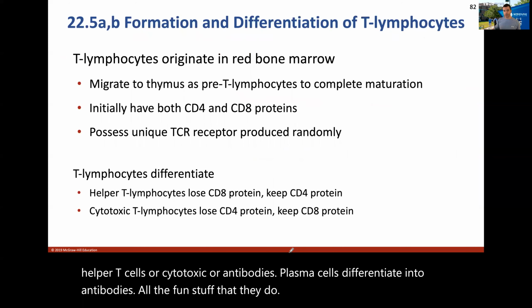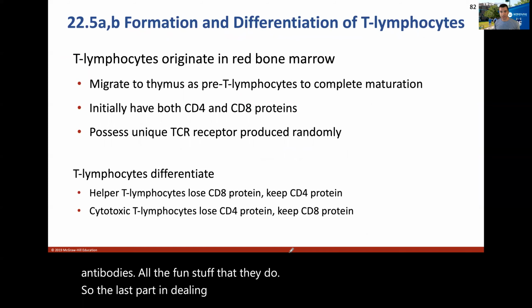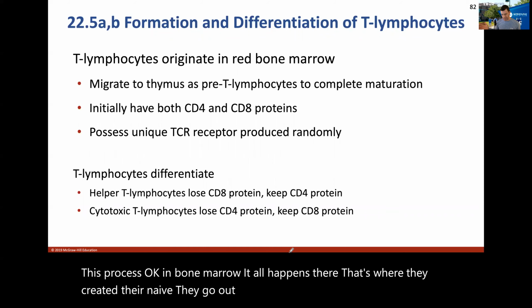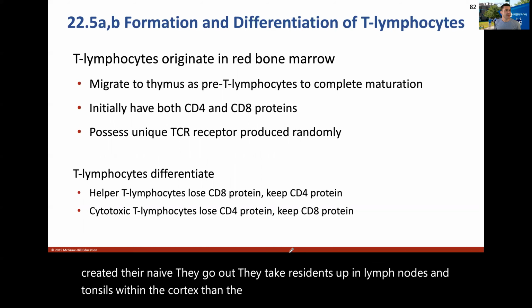So the last part in dealing with cell-mediated immunity here is just looking at this process, okay? In bone marrow, it all happens there. It's where they're created. They're naive. They go out. They take residence up in lymph nodes and tonsils within the cortex, within the medulla, and they wait to be exposed to some foreign invader.